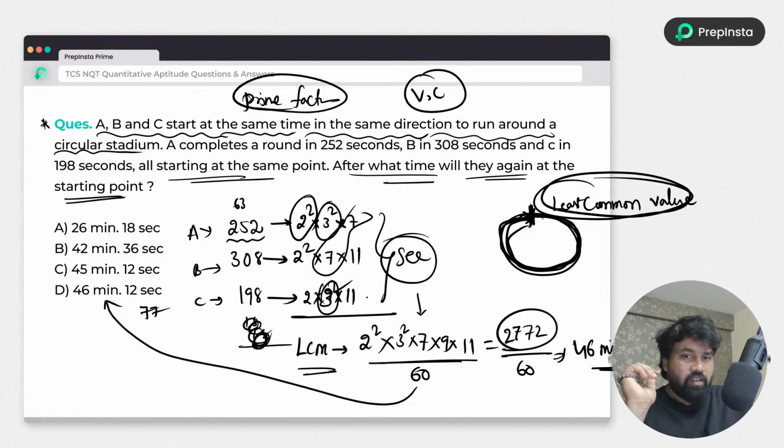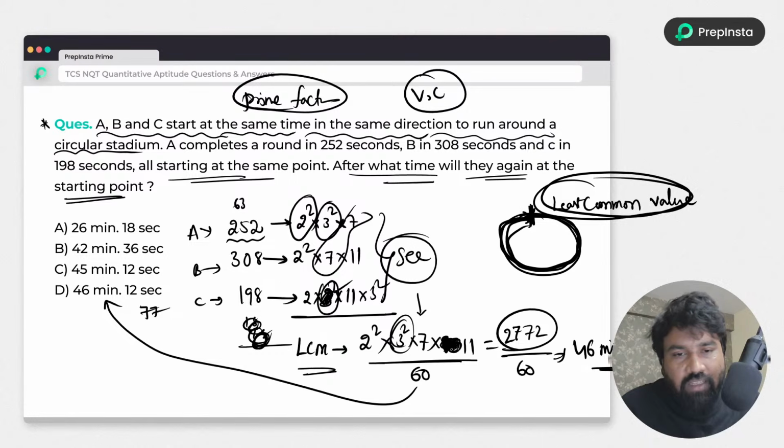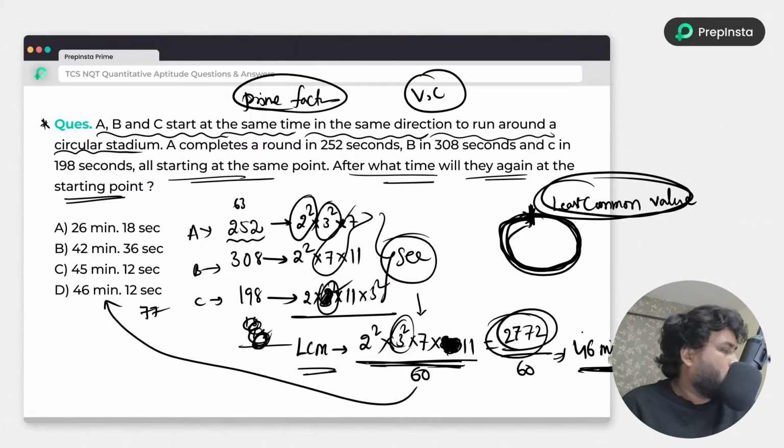Okay, my bad. I don't have to write the 9. Thank you for confirming. Actually, the 9 I have written is 3 square, right? I already considered the 3 square, so I don't have to take the 3 square here. So do the calculation and you will get the actual answer as 46 minutes 12 seconds. Thank you, I have just now seen the comments. Sorry for that.